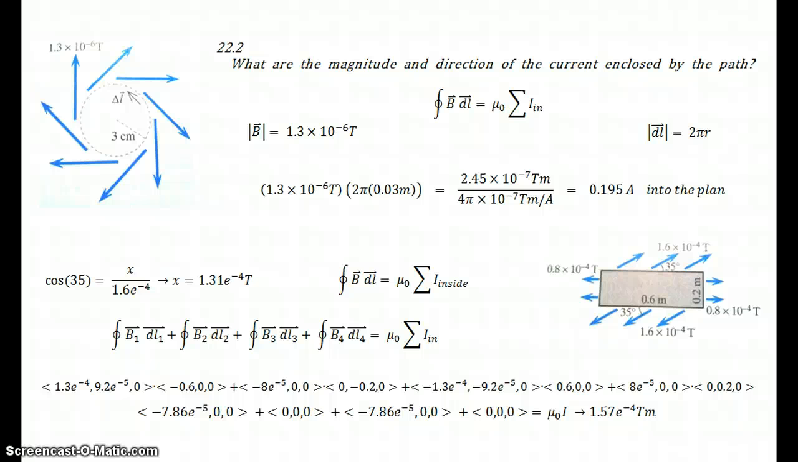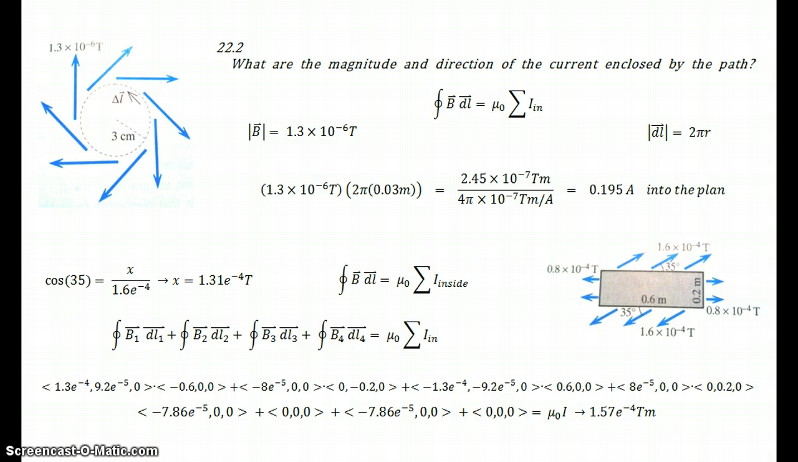For 22.2 reassessment, I chose some examples from the book. For my first problem, there is a uniform tangent magnetic field in the circular path. If the radius is 3 centimeters and the magnetic field along the path is 1.3 times 10 to the negative 6 Tesla, what are the magnitude and direction of the current enclosed by the path?